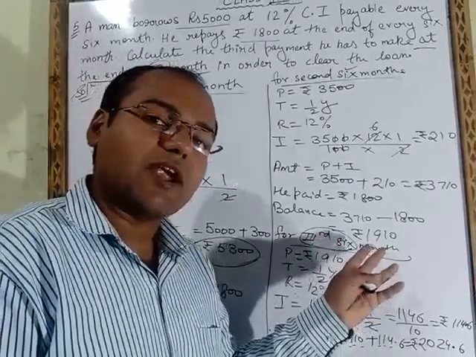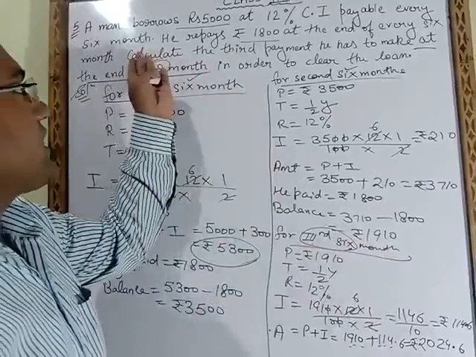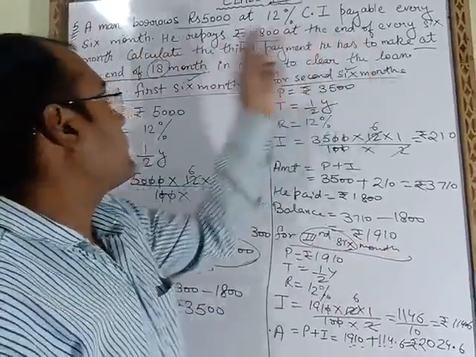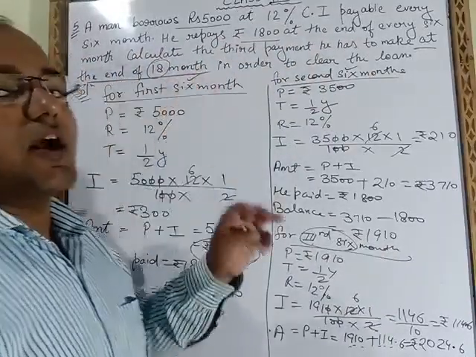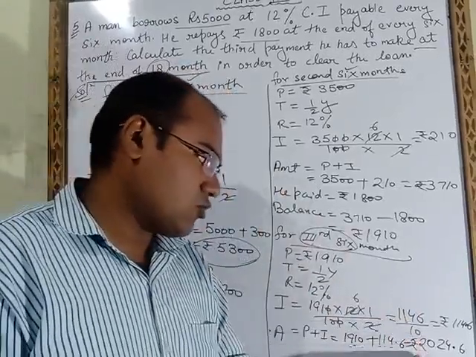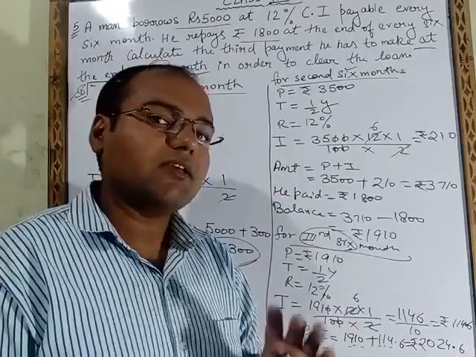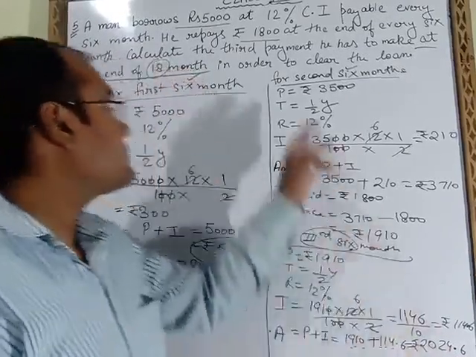Third 6 months means at the end of 18 months. So in the question also he said to calculate the third payment he has to make at the end of 18 months. So at the end of 18 months how much money does he have to pay? He has to pay 2,024.6 rupees. Then only his loan will get cleared. So like this you have to do question number 5.